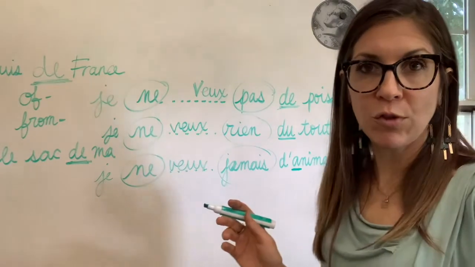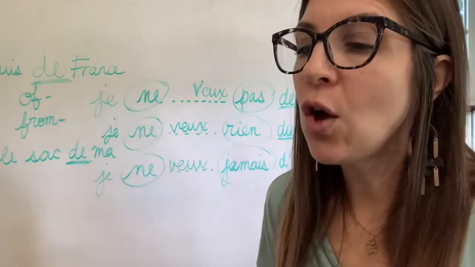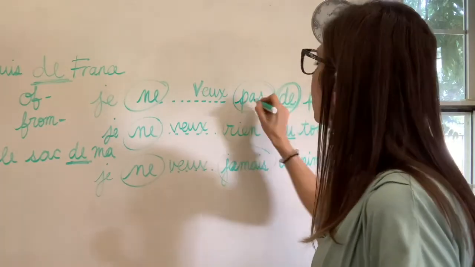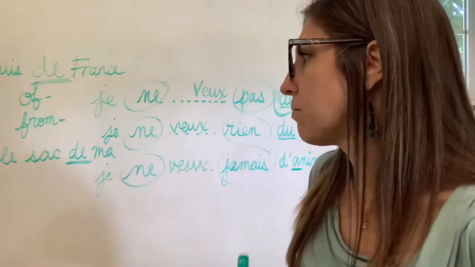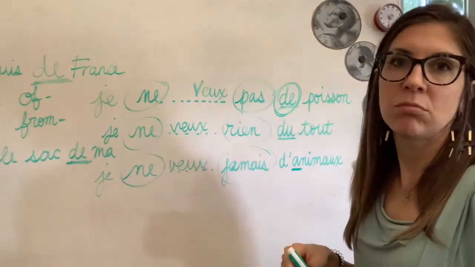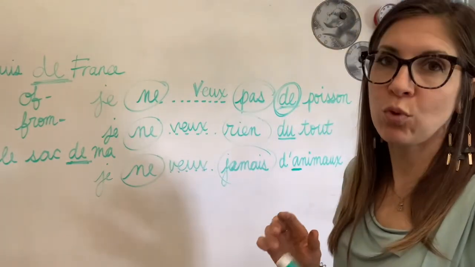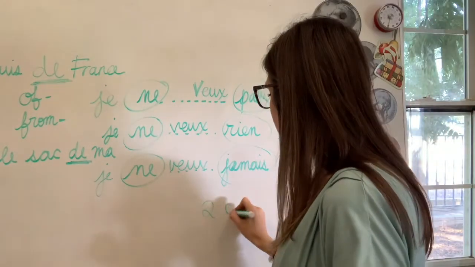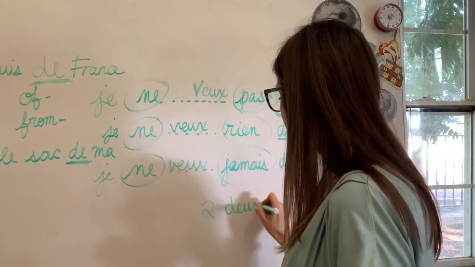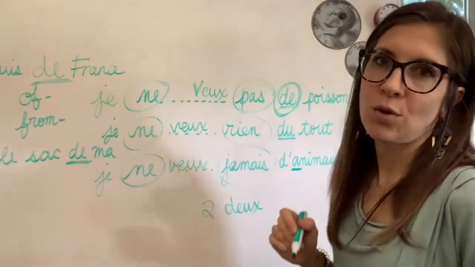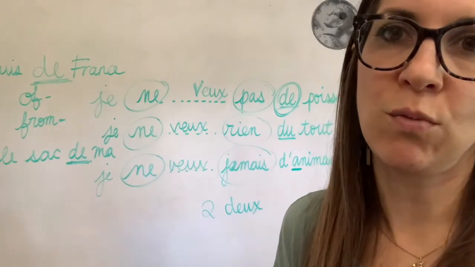I never want fish. So, de always comes after a negative sentence. You don't say je ne veux pas poisson. No, je ne veux pas de poisson. And it's not de as in number 2. That's written differently. This is de like this. Je ne veux pas de poisson.